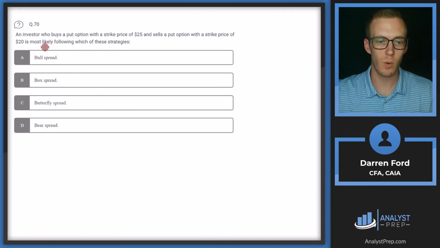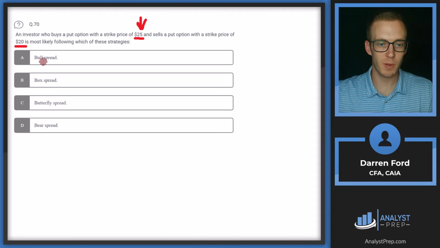Question 70. An investor who buys a put with a strike price of 25 and sells an option with a strike price of 20 is most likely following which of these strategies? So before we look at these answers, let's just talk about this. So we're buying a put at 25, so we want the price to go down, and we're going to profit if the price of the stock goes down below 25. And then we're selling a put with a strike price of 20. So we're putting a floor on what we're going to be able to earn from that to kind of fund this. But at the end of the day, we want the stock price to go down in order to profit here. So let's keep that in mind as we look through these answers.